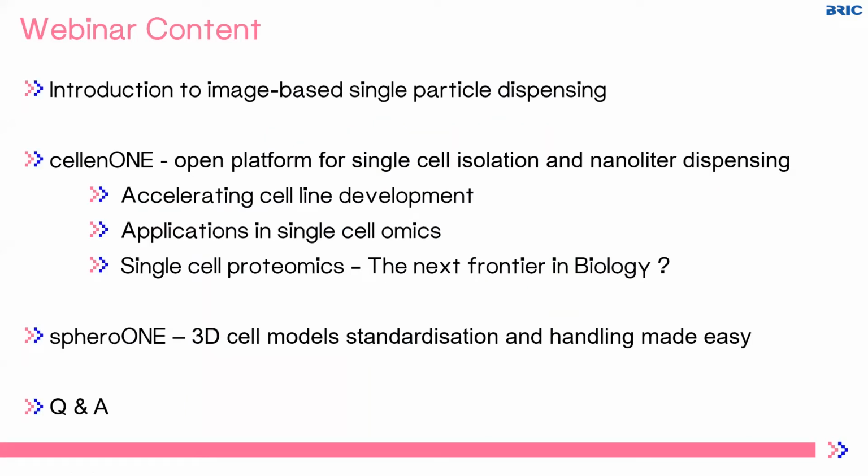And I'm going to give you more detail about the technology we have developed at Cellenion over the years. So first, I will start with a short introduction on the concept of image-based single particle dispensing. Then I will introduce you to the two devices that we have developed, the CellenONE for single cell isolation and the spheroONE for spheroid and organoid sorting and isolation. And we will finish by a question and answer session.